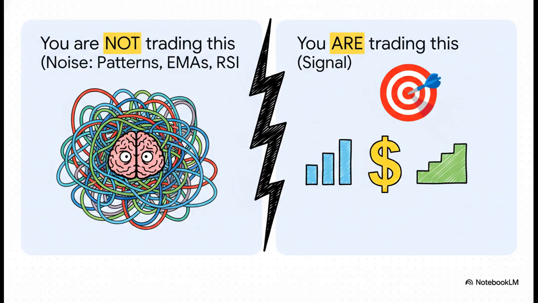We're told to look for chart patterns, moving averages, RSI, but this protocol says that's all just noise. The real signal, the stuff the pros are actually trading, comes from the big economic forces. We're talking about things like real yields, which is the actual return on an investment once you account for inflation, and the overall strength of the US dollar. That's what's really moving the market.